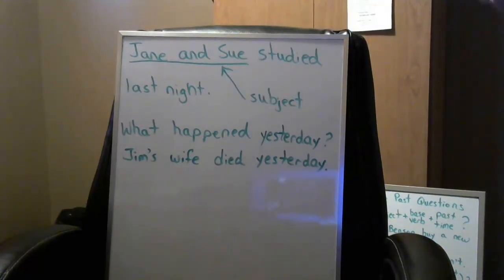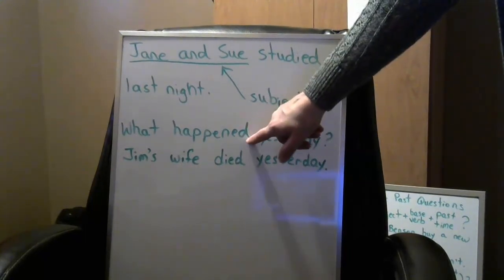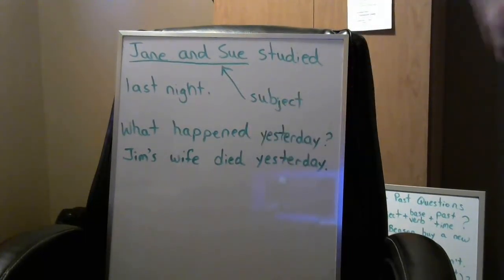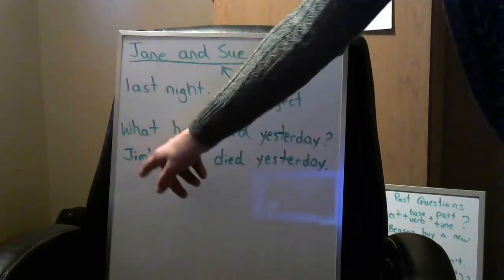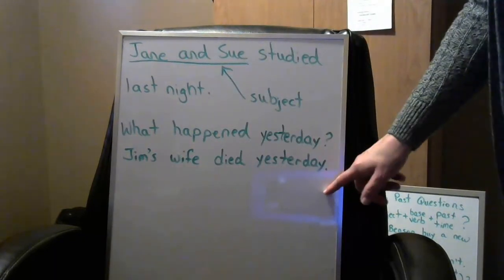Another one we use is, what happened yesterday? What happened? Don't say what did happen or what's happened. I hear that a lot. What's happened? It's what happened. Okay. Well, what happened? Jim's wife died yesterday.